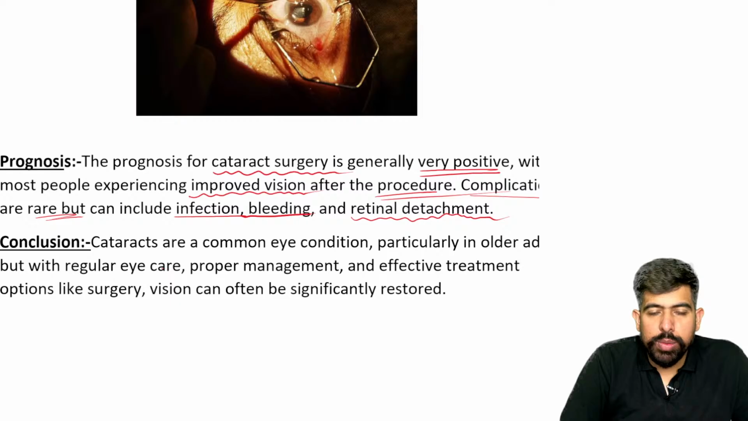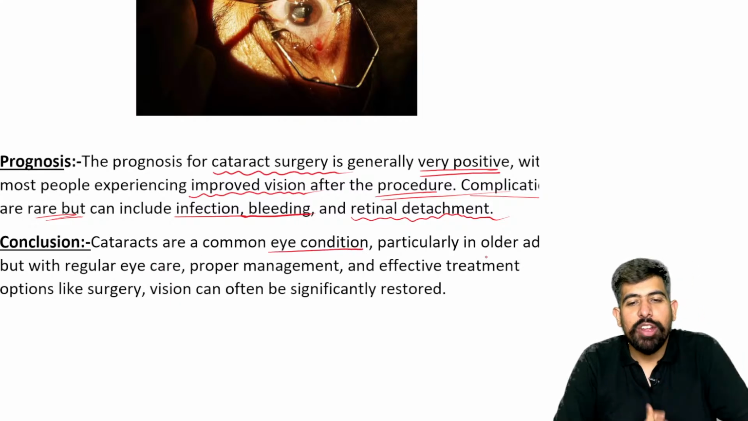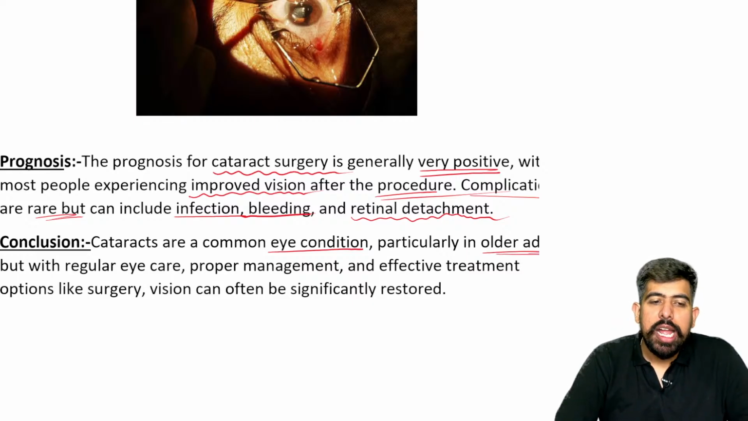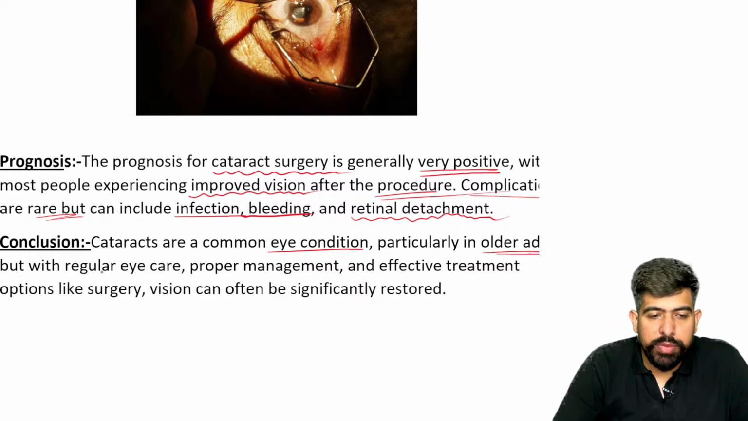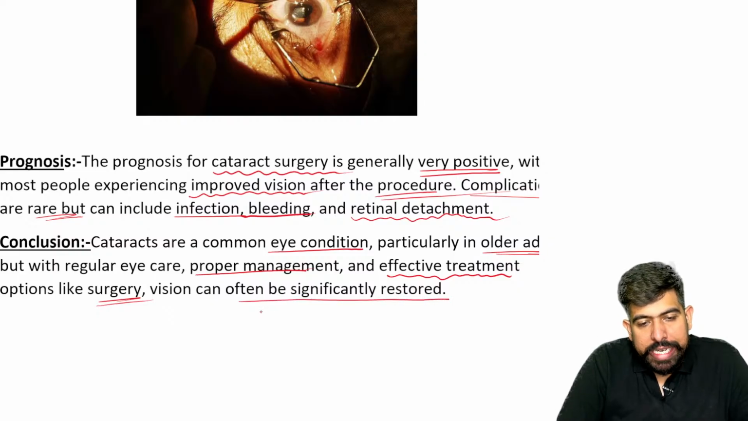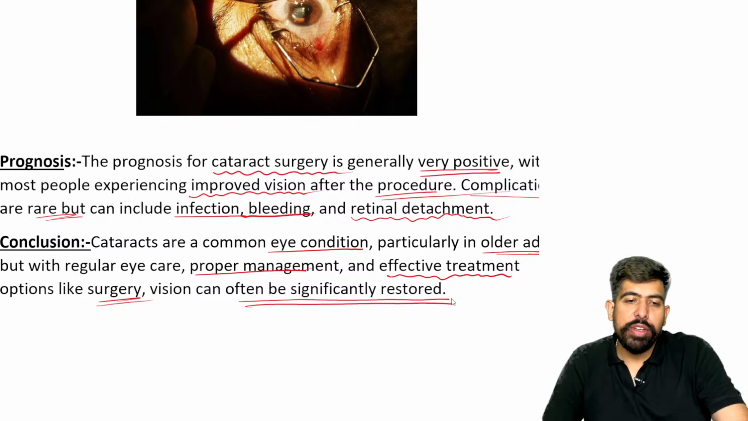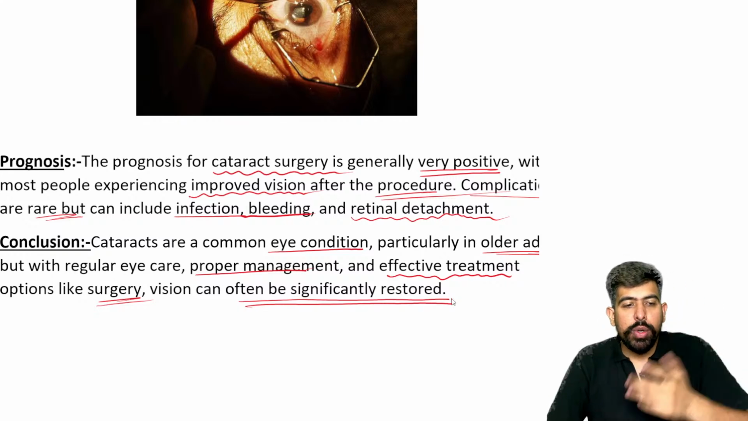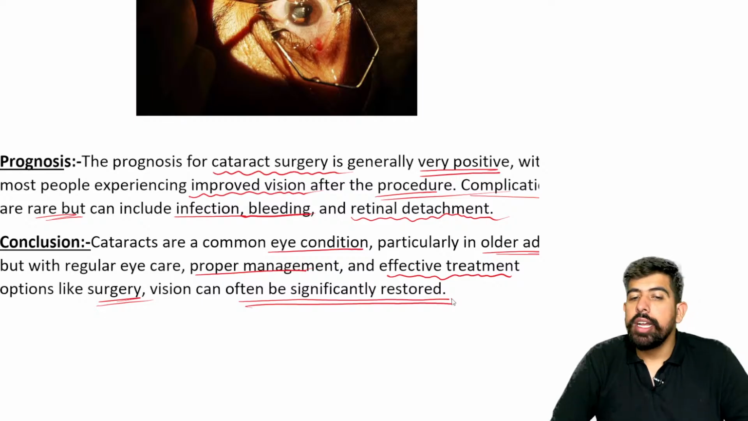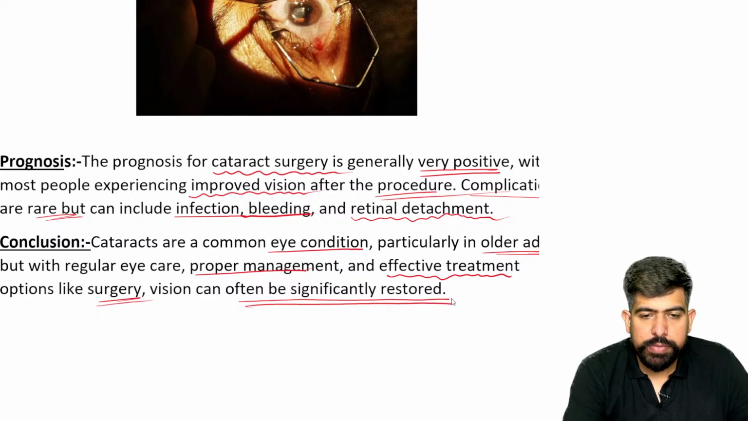Also, what is the conclusion? We are coming to the conclusion topic: cataract is a common eye condition, particularly in older adults. But with regular eye care, proper management, and effective treatment like surgery, the vision can be significantly restored. It is not the case that if there is blurring or loss of vision due to cataract, we cannot restore it. We can easily restore this vision. Understood?